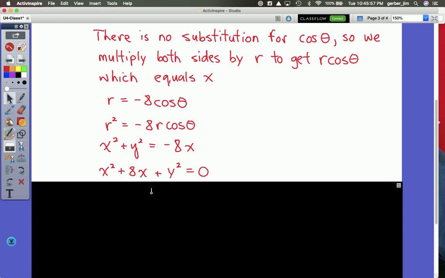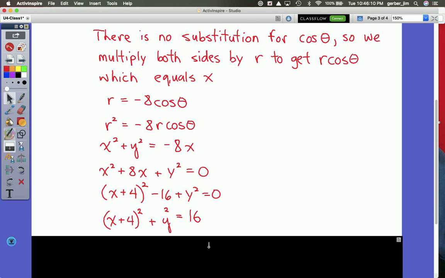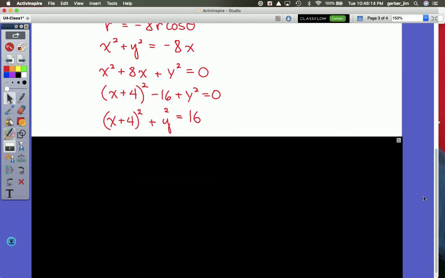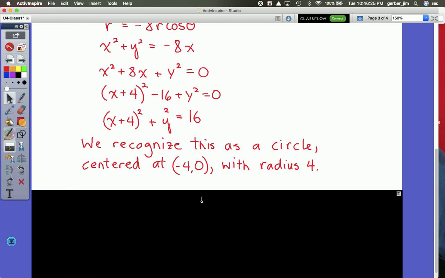I could move the 8x over. I could do the completing the square, and I would get x plus 4 quantity squared here. And then I subtract 16 because I got an extra 16 in there, plus y squared equals 0. And then taking it to the other side, I get x plus 4 squared plus y squared equals 16. And I recognize that that is a circle. Sorry, the center is negative 4 comma 0, and the radius is 4. And so that's a somewhat nicer way of looking at that.